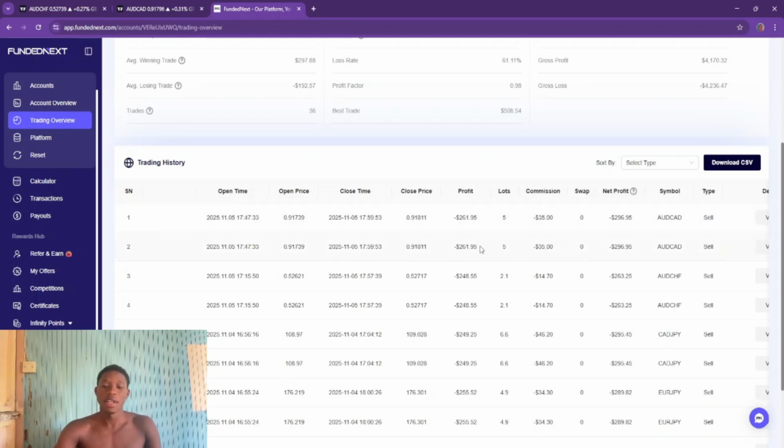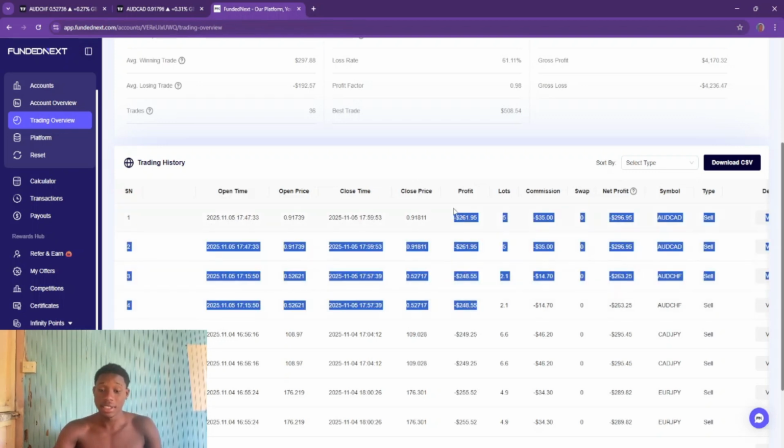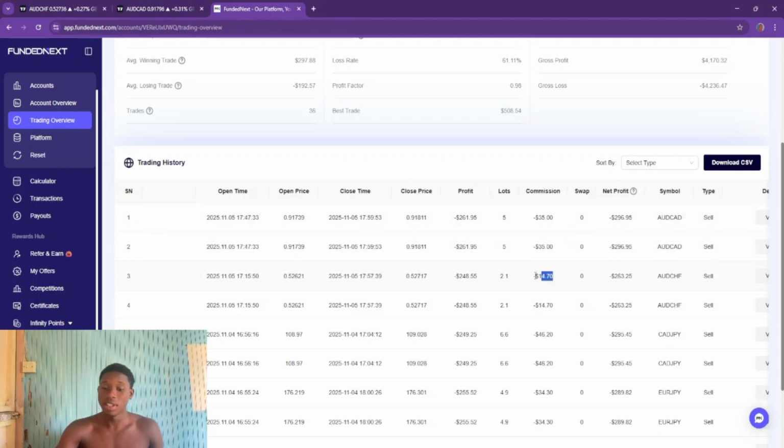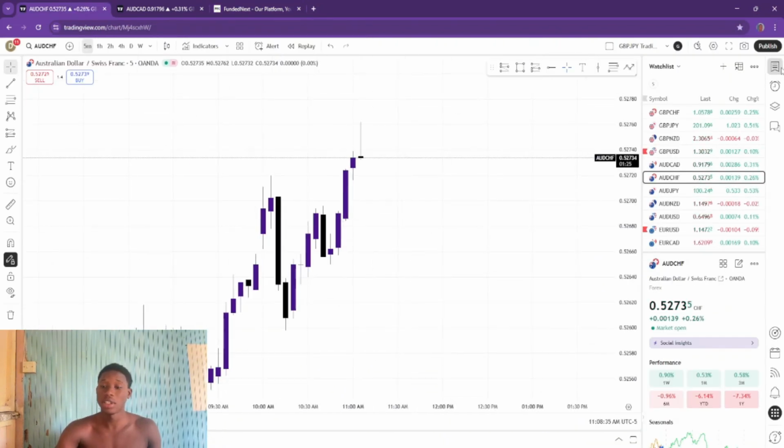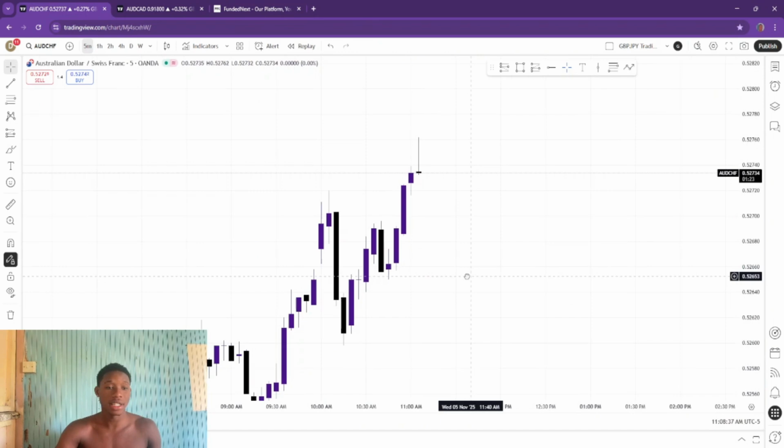So yeah, that's the two trades I took. As you can see, commission increases the loss. So yeah, that's it. Let me go into the trades. Let me show you all why and how I took the trade.